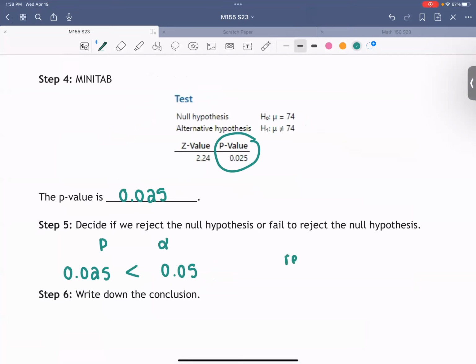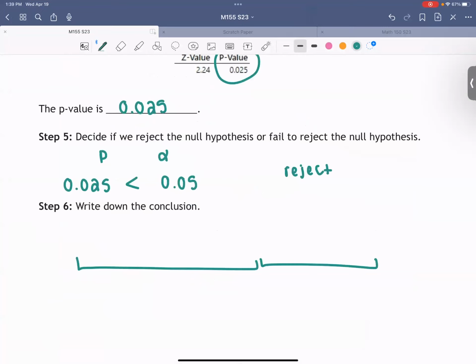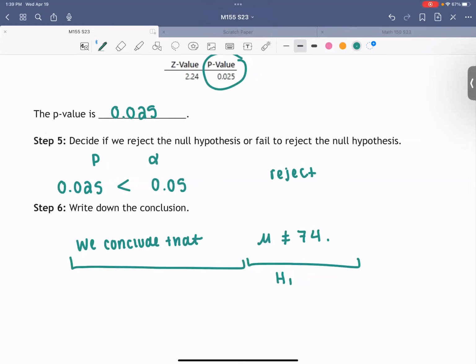Reject, perfect. And if we reject the null hypothesis, what do we start a conclusion with? We conclude that, okay, conclude that. And what do we always end the sentence with? Perfect, the alternate hypothesis H1, which says mu is not equal to 74, right? Okay. And well, that's how we do these problems. You just have to follow the steps in order.